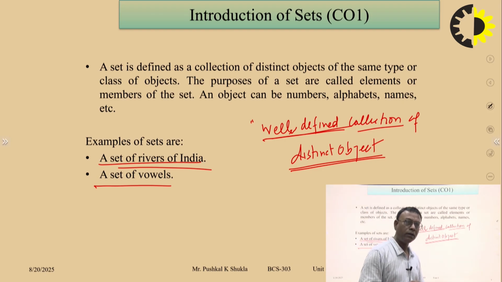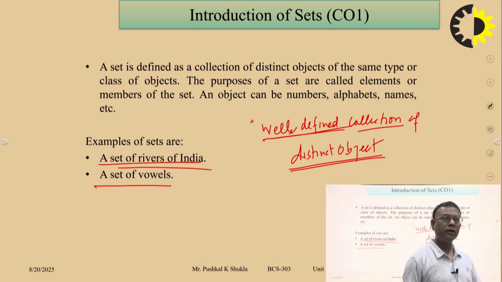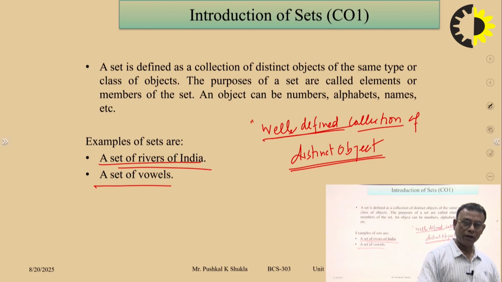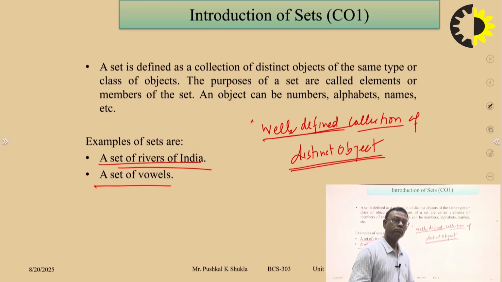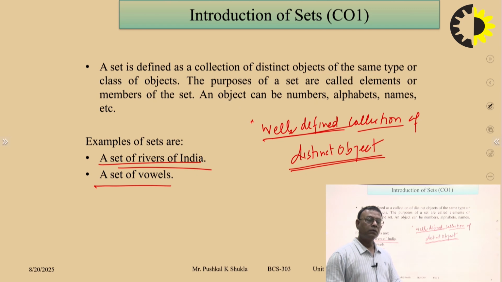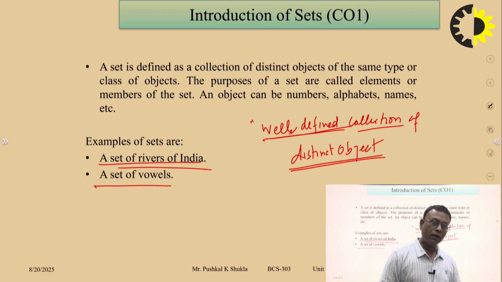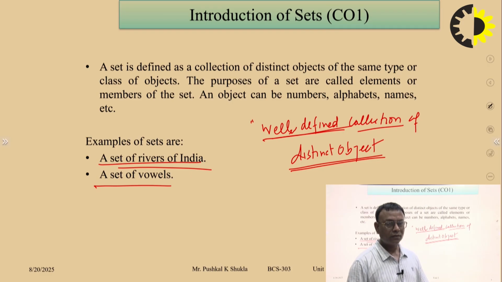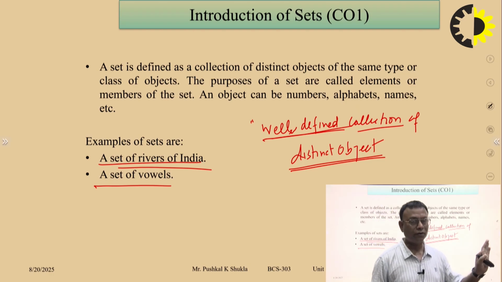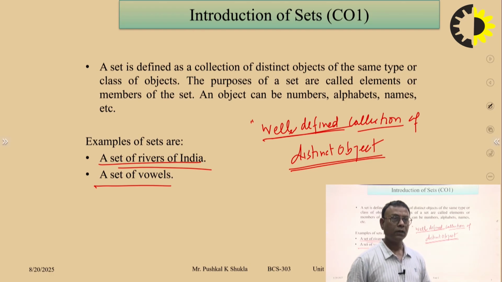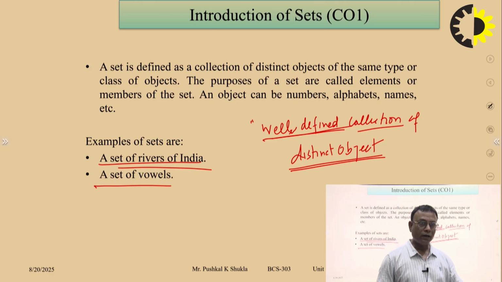Another example we see: intelligent students of the class B.Tech second year, CS branch. It is difficult to identify which students are intelligent and which are not. Different parameters are there to judge whether a particular student is intelligent or not. So it is very difficult for everybody to tell which student is intelligent and which is not.